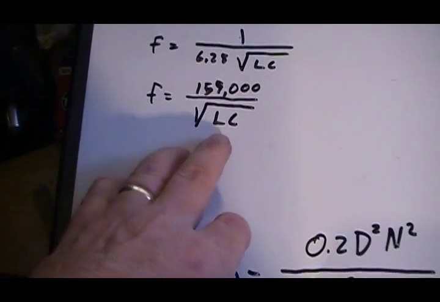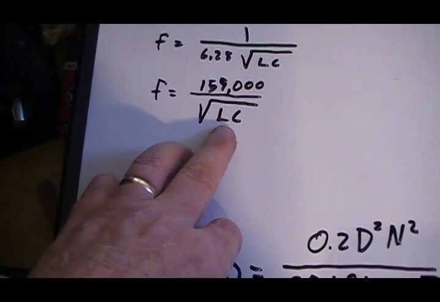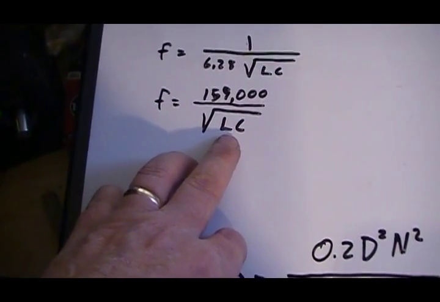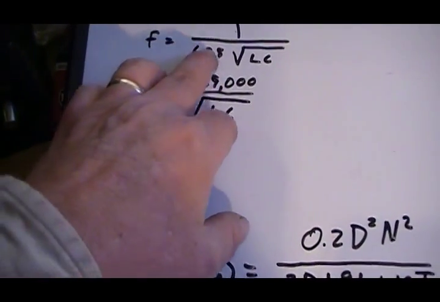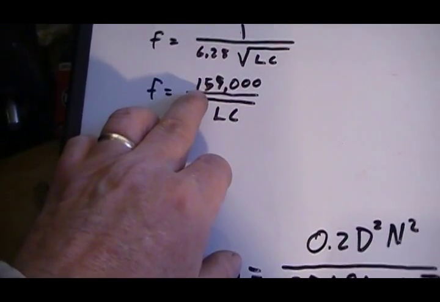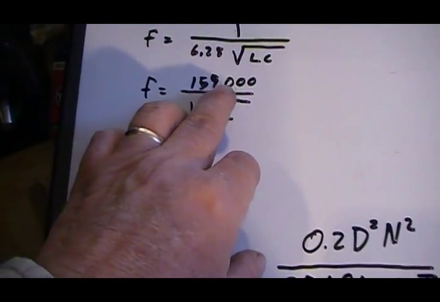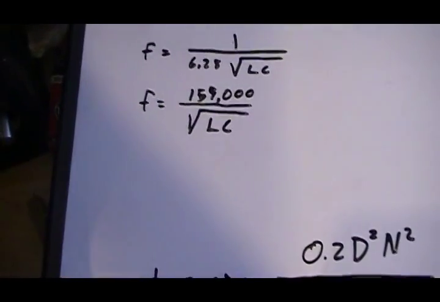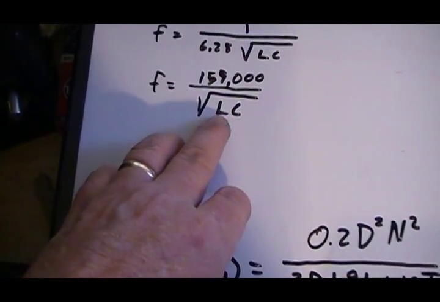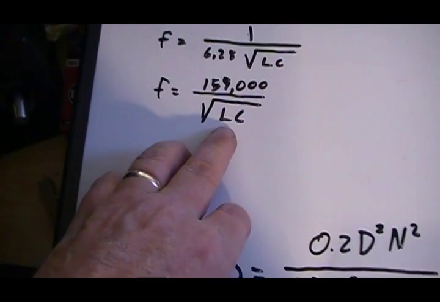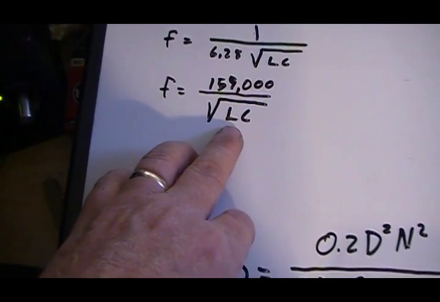This one here is adjusted so that it's in microhenries and microfarads. Basically, what was done was you put 1 million at the top and divide the 6.28 into 1 million, and you get 159,000 divided by the square root of L and C, with L and C being in microhenries and microfarads.